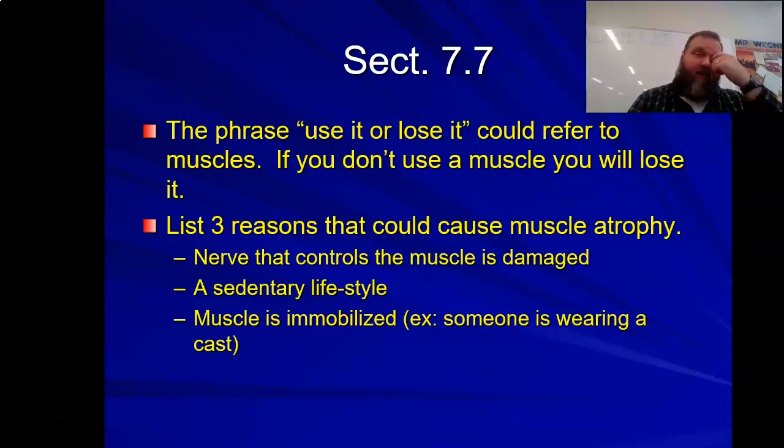The phrase "use it or lose it" could refer to muscles. If you don't use a muscle, you will lose it. There are 3 reasons that could cause muscle atrophy. The nerve that controls the muscle is damaged. A sedentary lifestyle, that means you're not doing a lot of movement. Or the muscle is immobilized, someone is wearing a cast. Those are 3 ways in which you can lose it.